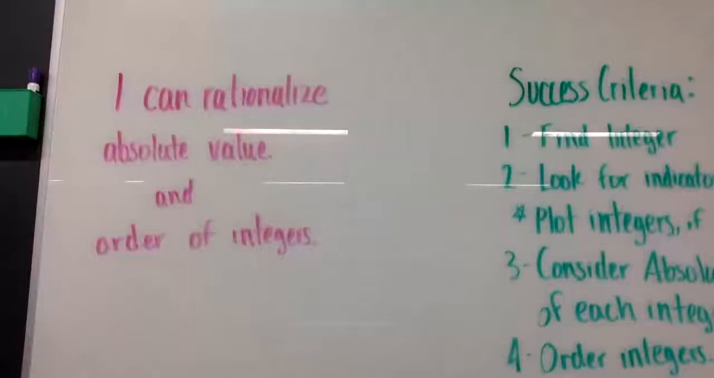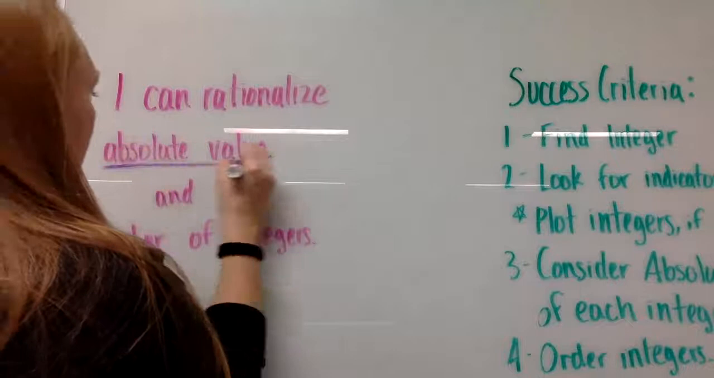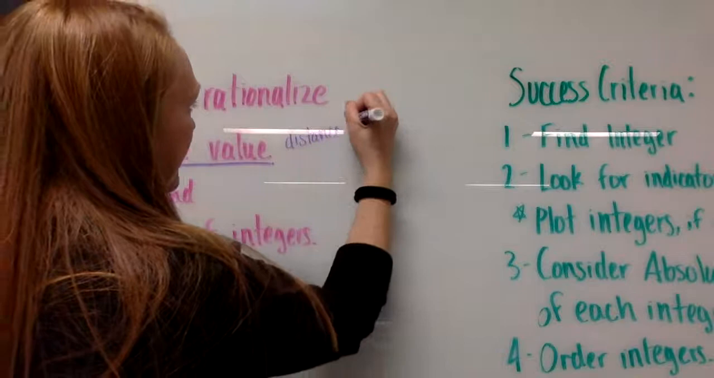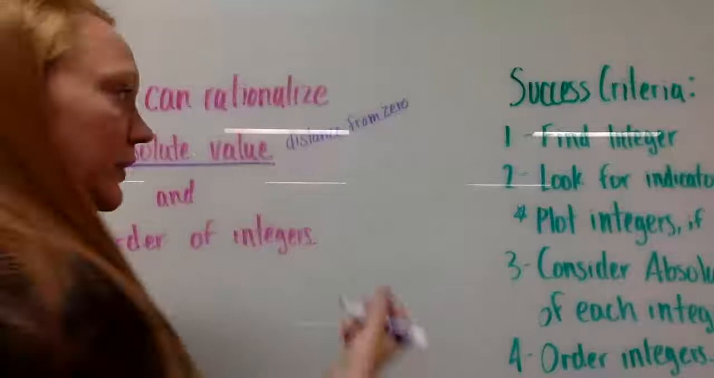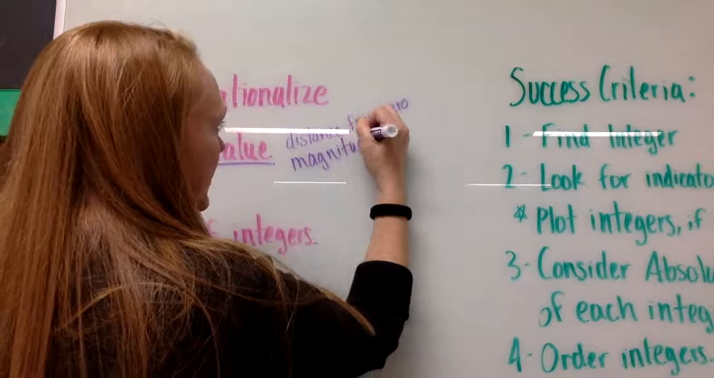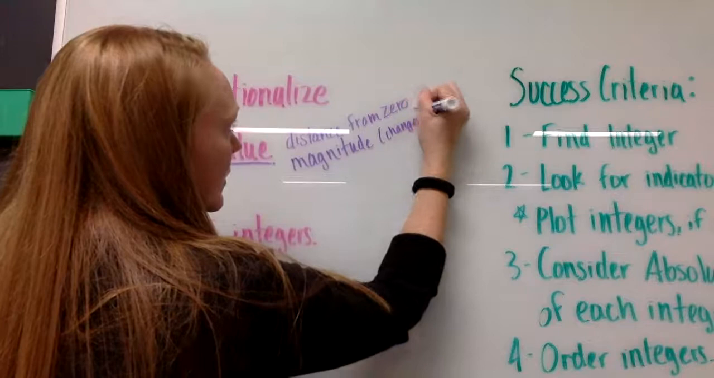Absolute value, you'll hopefully remember, is the distance from zero on a number line. What I write, you write. Absolute value is distance from zero on a number line. It could also be thought of as the magnitude, or how much something changes. Magnitude changes.